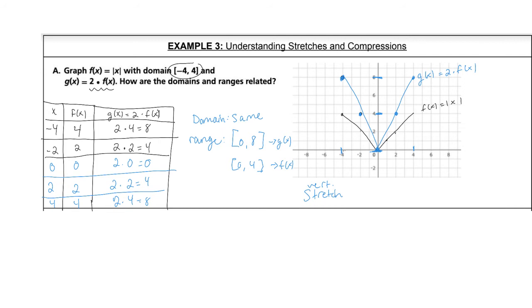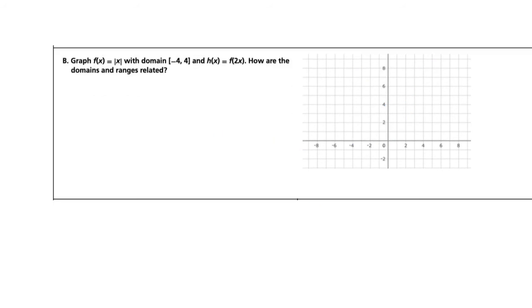All right, now we'll look at a compression. Now a compression, you'll see h of x is equal to f of 2x. So you see the 2 is inside the function. What we're doing is multiplying that x inside the function by 2. Sort of like when we did the reflections, when it was f of -x, we made all the x's negative. Instead, we're making all the x's 2 times whatever that x is. So again, we're going to make another table.